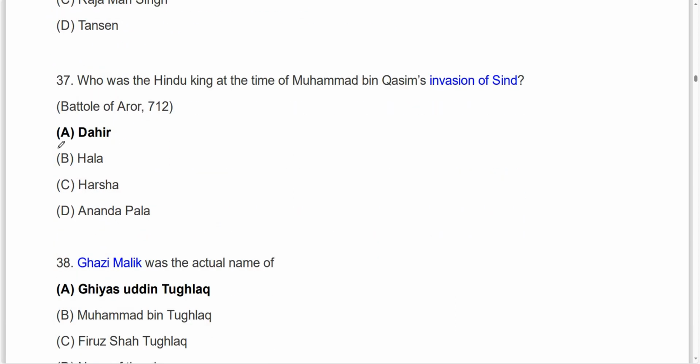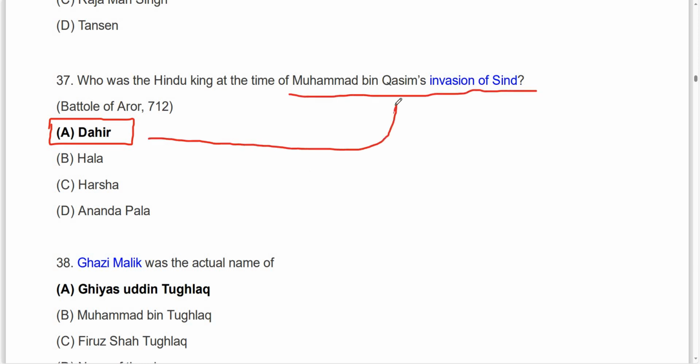Moving on to the next question: who was the Hindu king at the time of Muhammad bin Qasim's invasion of Sindh? Battle of Aror, 712. Dahir was the ruler of Sindh. The Battle of Aror is the battle that took place. So Muhammad bin Qasim invaded Sindh province, and at that point Dahir was the ruler of Sindh. Battle of Aror, 712 AD.